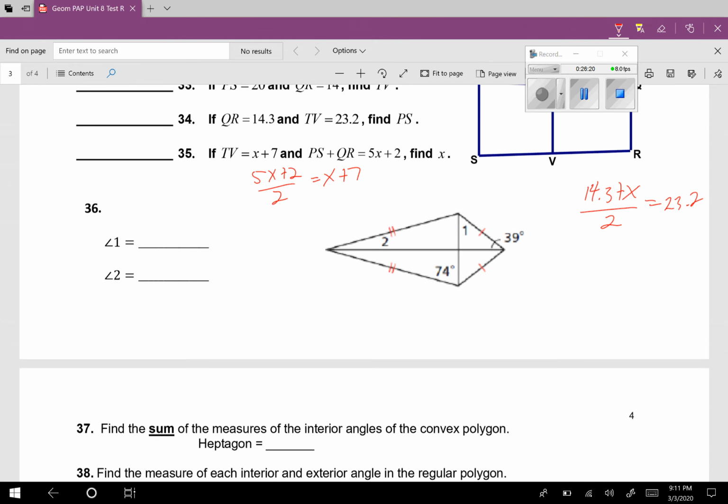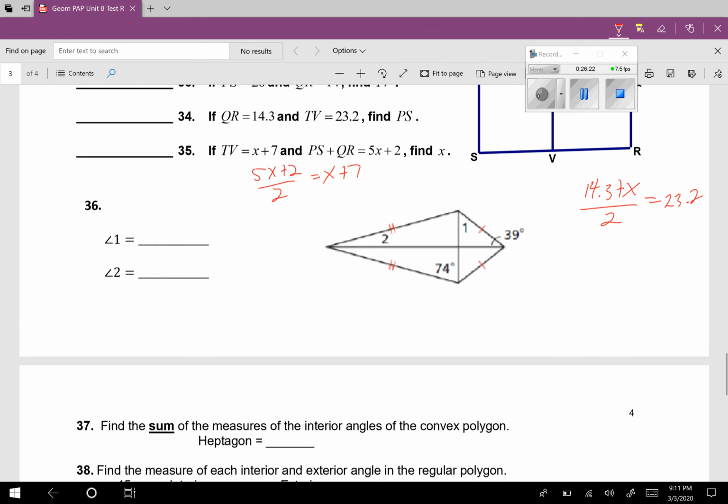Okay, question 36, the measure of angle 1. All right, this is a kite, so right here in the middle, this is 90. So just do 180 minus 39, which is the angle they already gave you, and then minus 90. And then when we do that, we should get 51. So angle 1 is 51 degrees. And then now you have to use the fact that this 74 right here is also over there. And this is still a 90, so you can find the measure of angle 2.